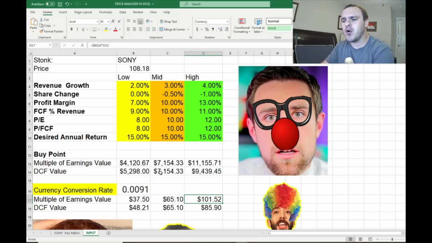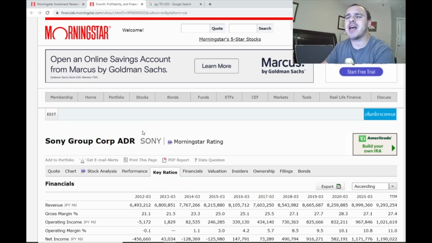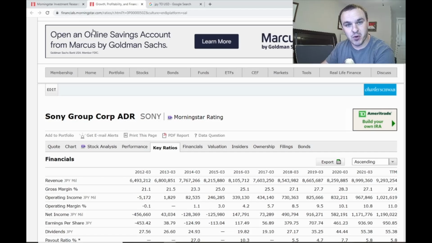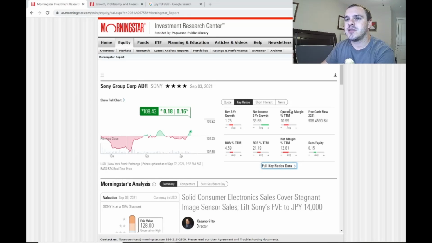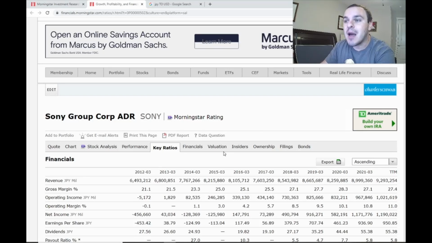So in this tool, what I did was I was so intelligent that I was able to access Morningstar, and you can get Morningstar potentially for free at your local library. You have to ask. I get Morningstar for free at my library. I search the stock, Sony. I go to key ratios right here. I get full key ratios data. That pulls up this screen. I hit export. It should have an Excel sheet come out.